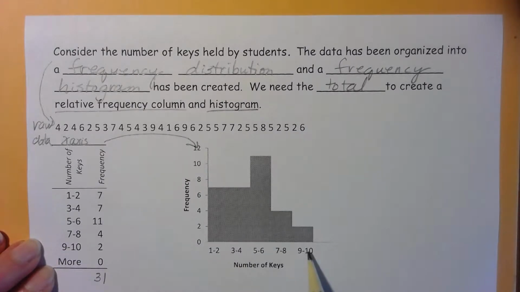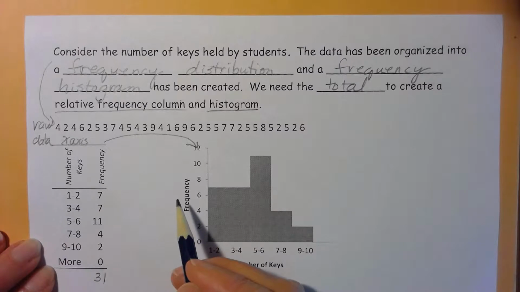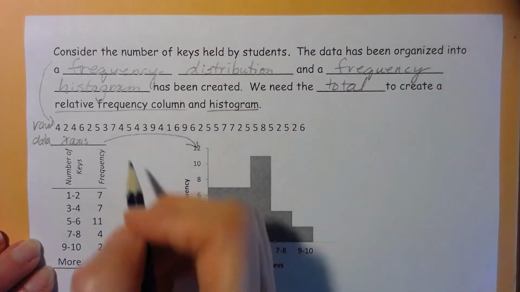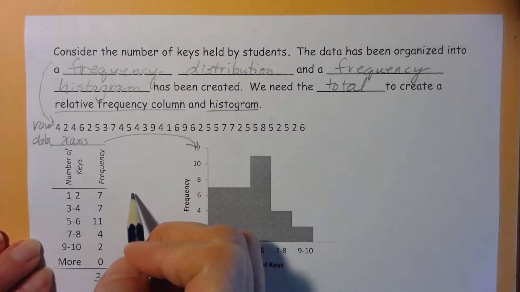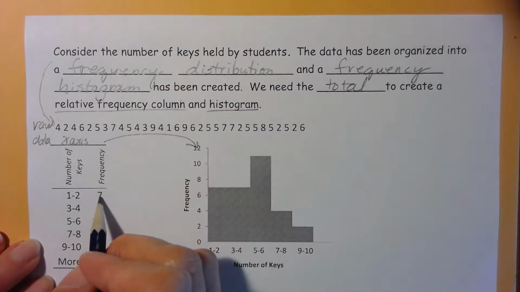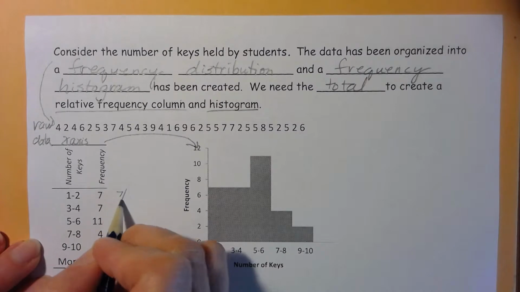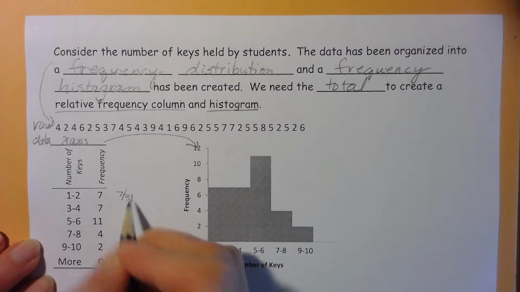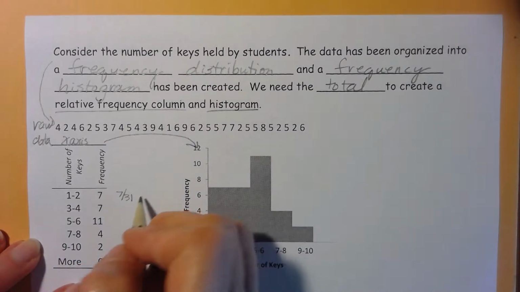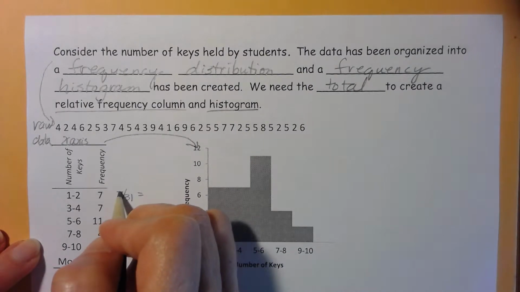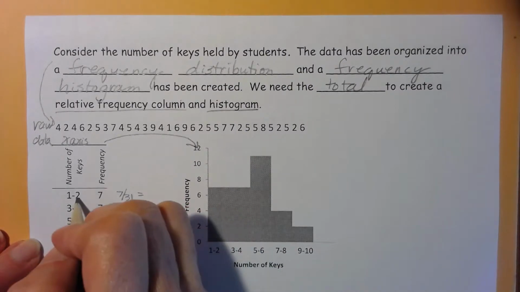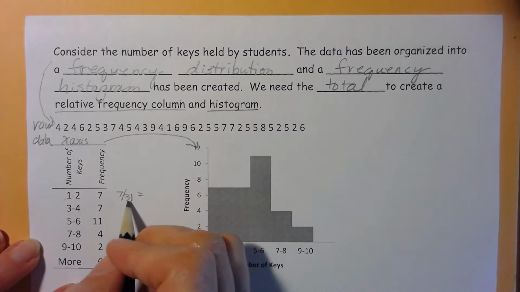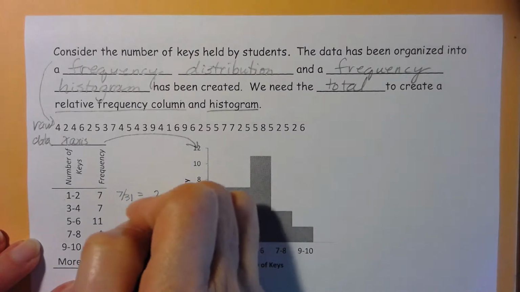Okay, so moving on, in order to create our relative frequency histogram, we're going to have to calculate the relative frequency of each of these. So I'm going to look at 7 divided by 31. In other words, that's how we find the part of our population that had 1 or 2 keys, which was 7 out of the total of our population of 31, and it came out to be 0.23.